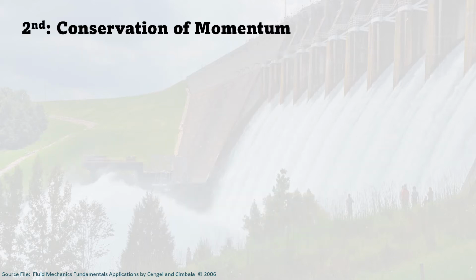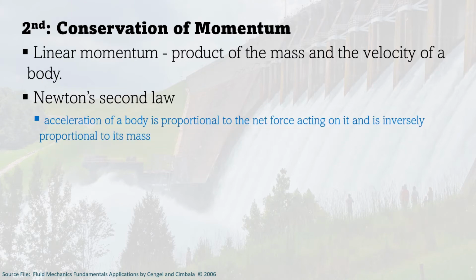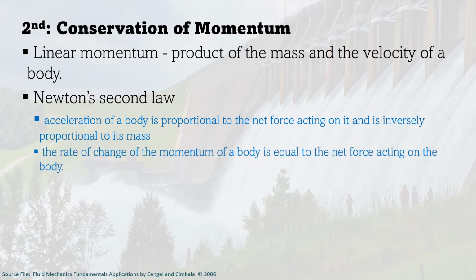The second conservation law is the conservation of momentum. The linear momentum, if you are familiar with physics, is just the product of mass and the velocity of a body. According to Newton's second law, the acceleration of a body is proportional to the net force acting on it and is inversely proportional to its mass, such that force is equal to mass times acceleration. The rate of change of the momentum of a body is equal to the net force acting on the body.